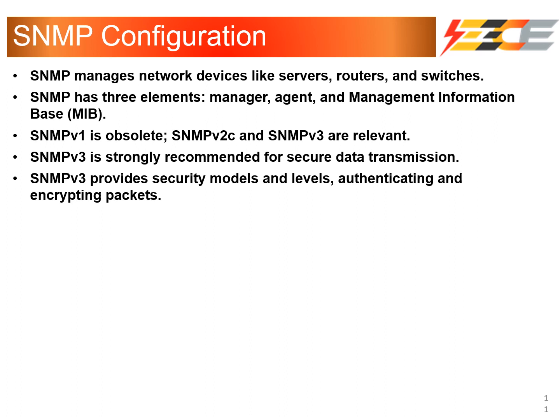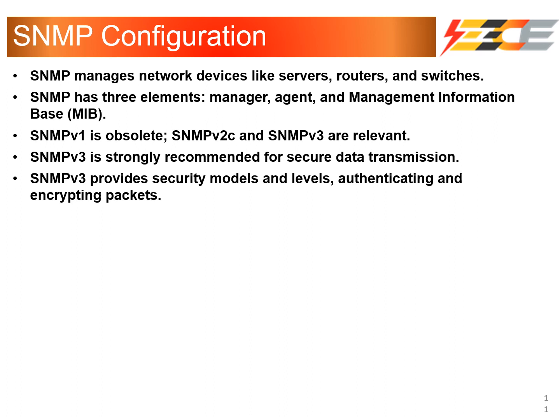There are 3 versions of SNMP, namely SNMP v1, v2, and v3. SNMP v1 is obsolete or out of date. That is why SNMP v2 and v3 are relevant. SNMP v3 is strongly recommended for secure data transmission because SNMP v1 and SNMP v2 can neither authenticate the source of a management message nor provide encryption.